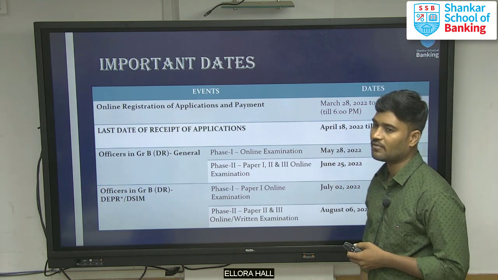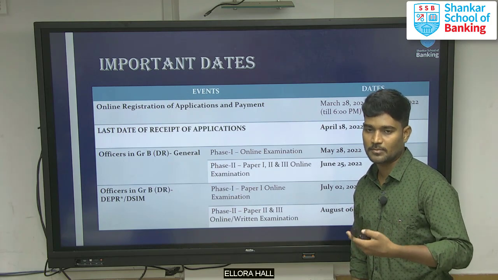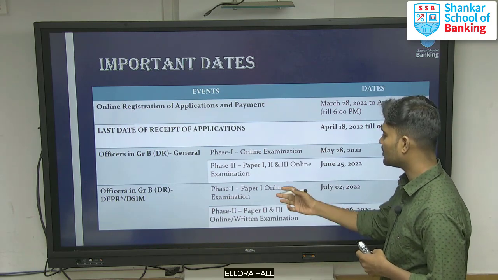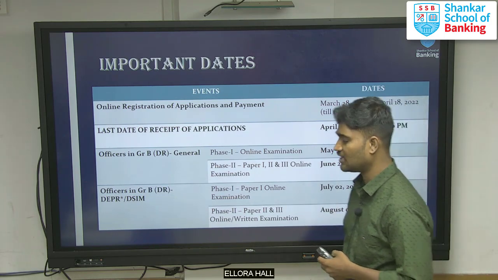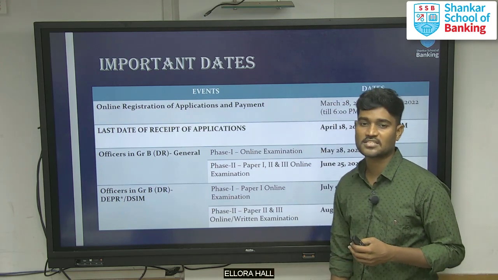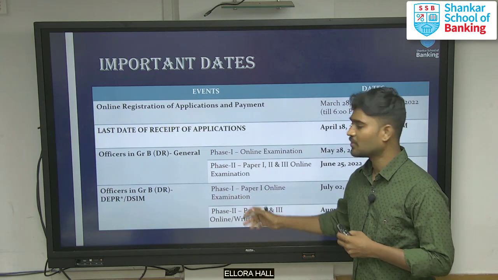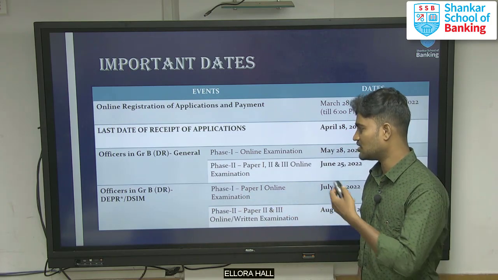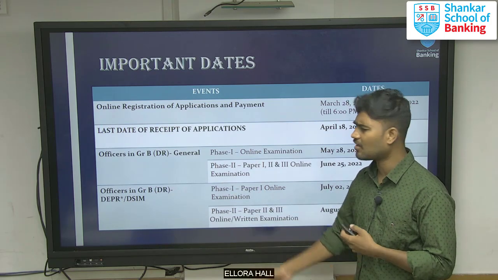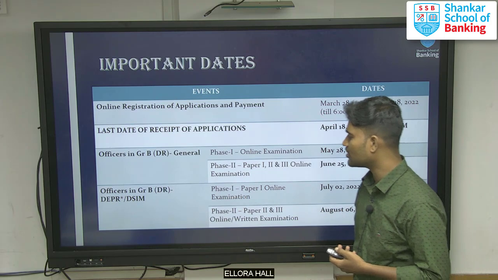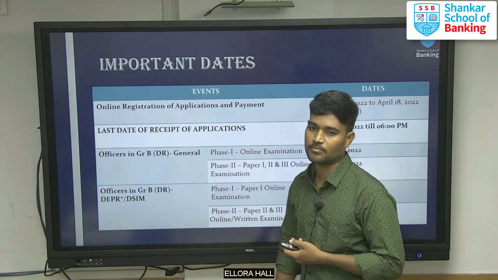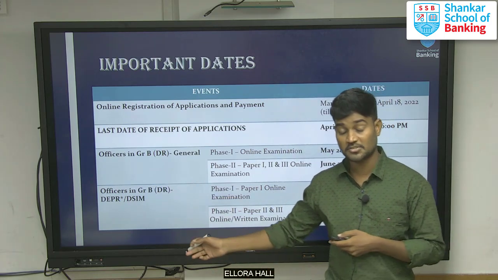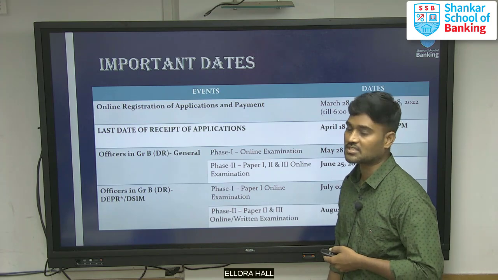Then phase two, where you have paper one, paper two and paper three. We'll discuss later what paper one, paper two and paper three are. June 25th is the tentative date given. Then there is Officer in Grade B, DPR. Some students ask whether they can apply for both. Based on the qualification given, you can apply for General as well as DPR or DSIM. DPR is the Department of Economic and Policy Research, and the next one is the Department of Statistics and Information Management. These are the postings given.